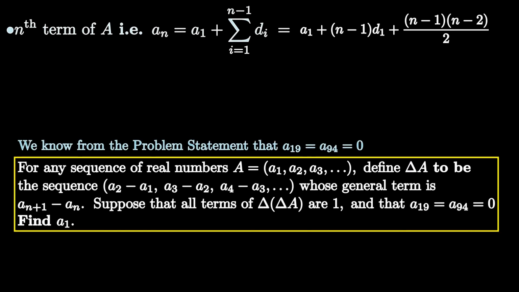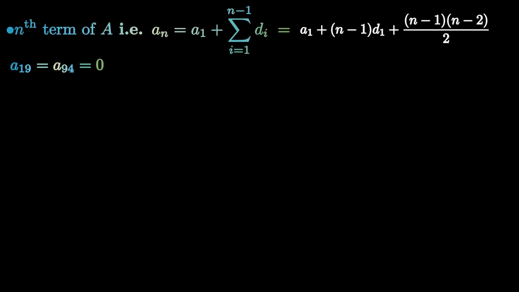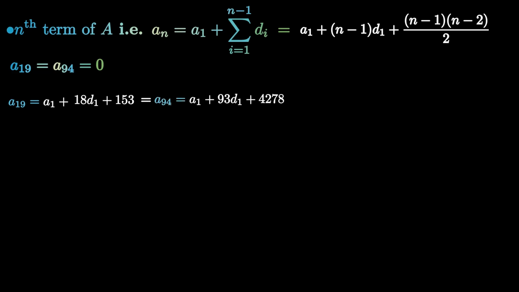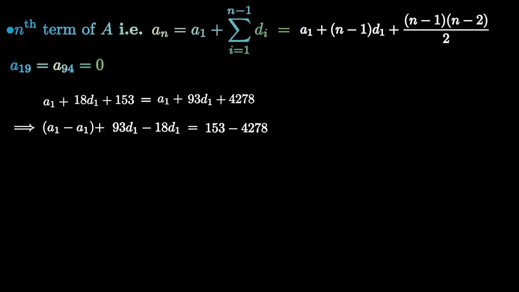And it's given in the problem statement that A19 equals A94 equals 0. Now, we'll substitute the expression for An in the terms and then solve the equality. This will become a pair of linear equations in two variables. First, we'll find the value of D1, and then we'll substitute it in the equation and evaluate further to find A1. D1 equals negative 55.